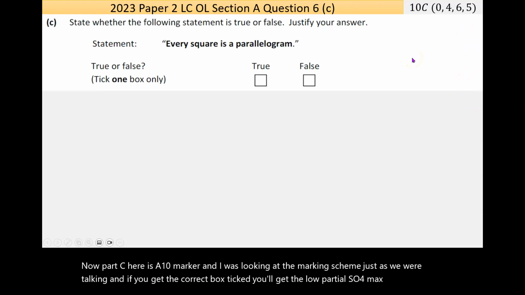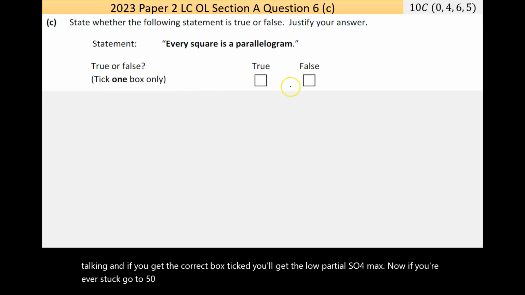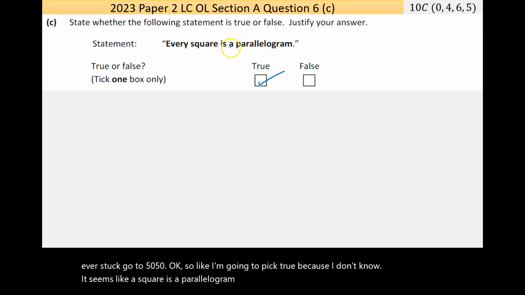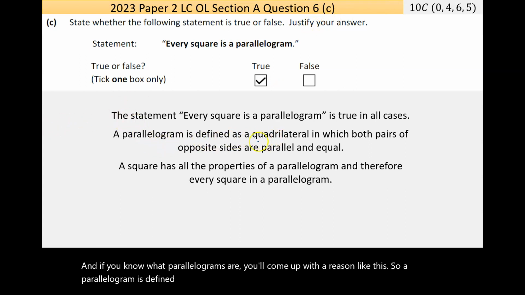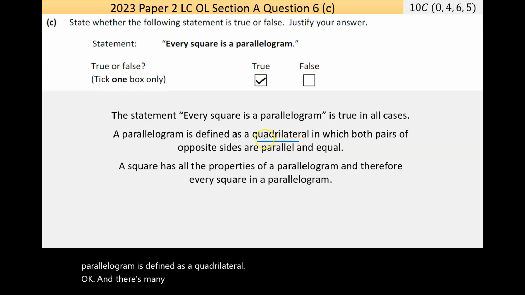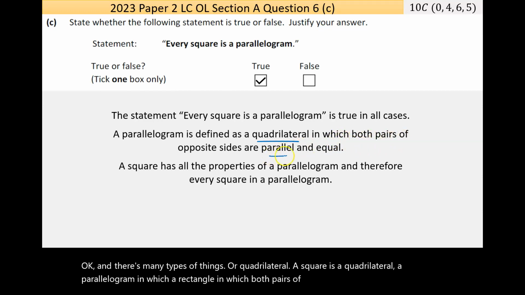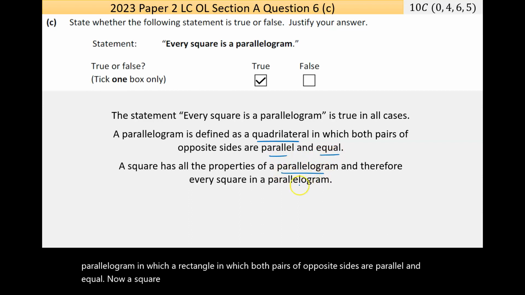Now if you're ever stuck, you can go with a 50-50, okay? So I'm going to pick true because, I don't know, it seems like a square is a parallelogram, okay? And if you know what parallelograms are, you'll come up with a reason like this. So a parallelogram is defined as a quadrilateral, okay? And there's many types of things that are quadrilateral. A square is a quadrilateral, a parallelogram, a rectangle, in which both pairs of opposite sides are parallel and equal. Now, a square has all the same properties of a parallelogram, and therefore every square is a parallelogram.